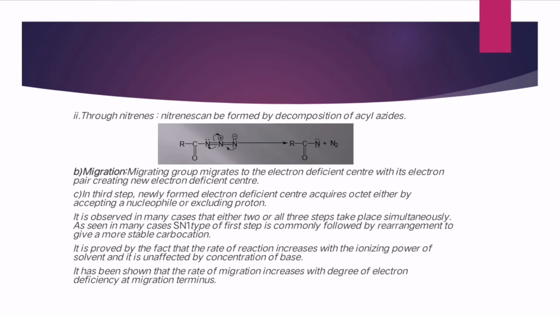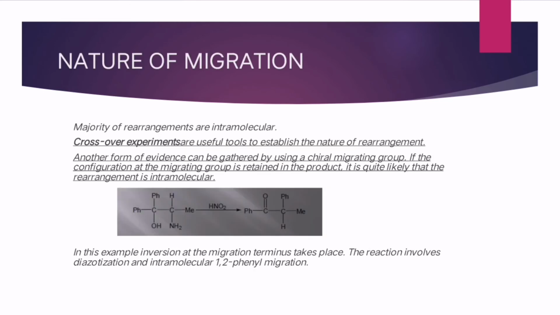As seen in many cases, an SN1 type of first step is commonly followed by rearrangement to give a more stable cation. It is proved by the fact that the rate of reaction increases with the ionizing power of the solvent, and it is unaffected by the concentration of base. It has been shown that the rate of migration increases with the decrease of electron deficiency at the migration terminus.